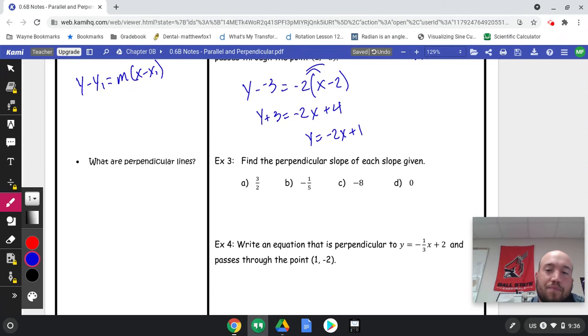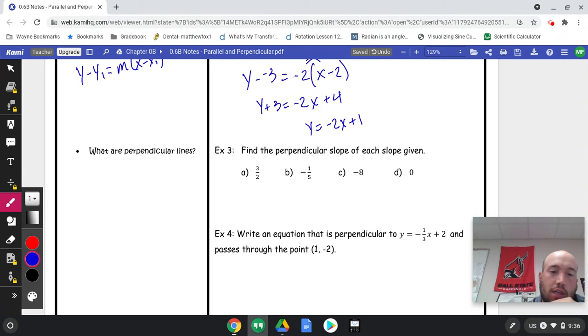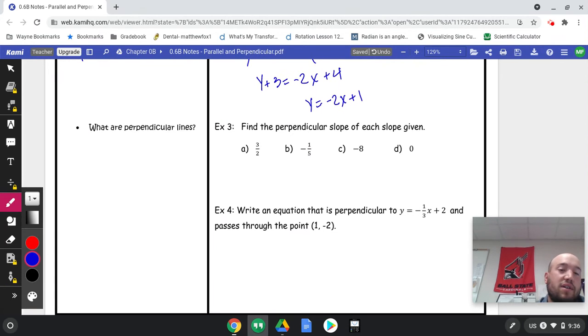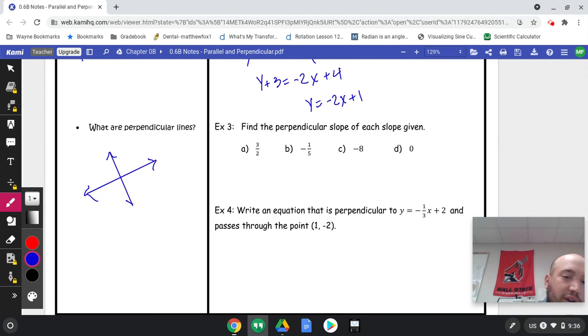All right. Now for the next one, perpendicular lines. When we're talking about perpendicular lines, they have to cross, forming 90-degree angles. So 4 90-degree angles are formed here. And their slopes are what we call opposite reciprocals.